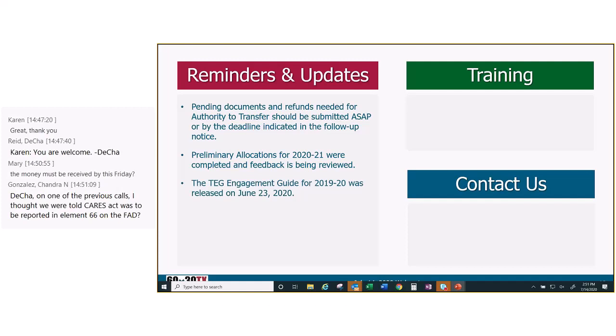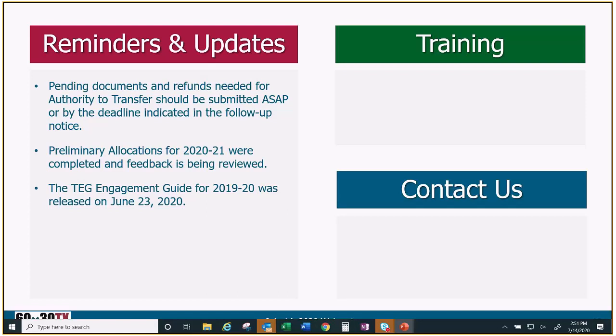The TEG engagement guide for 2019-20 was released on June 23rd. The deadline for that is next April, so you do have some time. We did try and get that out earlier based on feedback that we received from the institution. So hopefully you can hand that over to your audit team and start the process for 19-20.